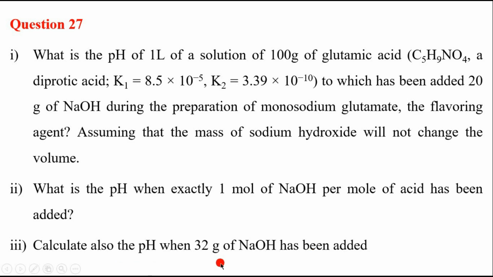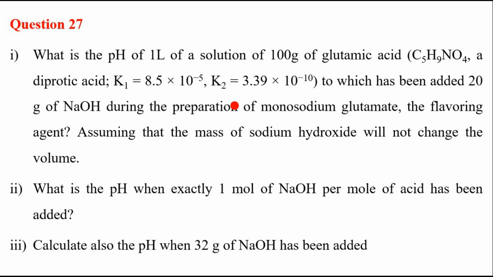Here we need to calculate first the pH when the moles of sodium hydroxide are not equal to the moles of glutamic acid, that is number one. Then for the second one, to determine the pH when they are equal, when the moles of glutamic acid are equal to the moles of sodium hydroxide. Then sub-question number 3, we need to calculate the pH when the moles of sodium hydroxide are more than the moles of glutamic acid.